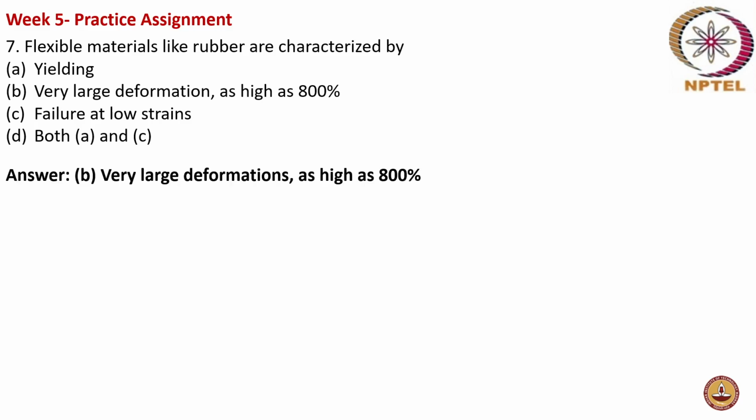It's actually B, because yielding is the nature of plasticity. If they give A and B, I will have more doubt. It is actually C, very large deformation as high as 800%. You can stretch the material to as high as 800 percent.